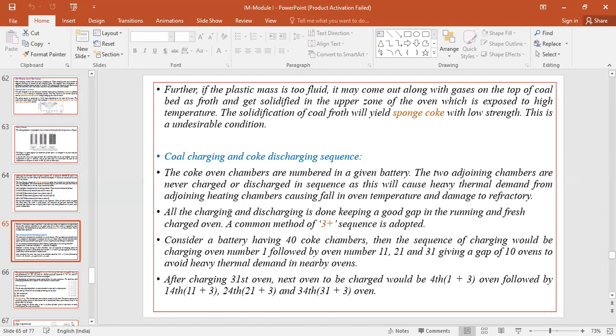We'll see the charging and discharging sequence which you basically follow during the coke making process. As I said, a series of ovens we call one battery.